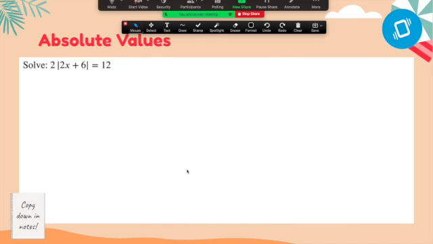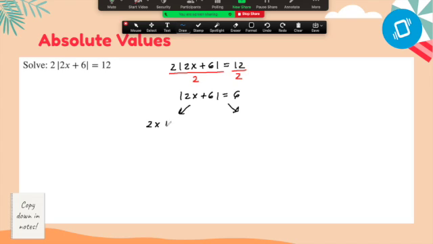Okay, so here we have 2 multiplying the absolute value of 2x plus 6 equaling 12. So again, I want to isolate the absolute value. Now to do that, I need to complete the opposite operation, which is to divide by 2 on both sides. So right here I get absolute value of 2x plus 6 equaling positive 6. Once I do that, I need to create 2 equations. So we get here 2x plus 6 equaling 6, which is exactly the same. The only difference is that the absolute value is gone.